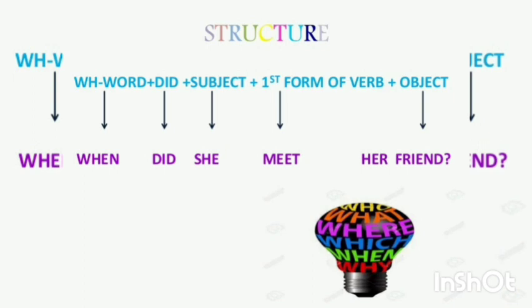Okay, now the structure of an interrogative sentence using WH words. First of all, you have to use a WH word. Then you have to use the second form of the auxiliary verb, that is did here. Then you have to use the subject, she. After that, again I am repeating that in simple past tense, while framing an interrogative sentence, you have to use the second form of the auxiliary verb and the first form of the main verb, meet, and object, her friend. When did she meet her friend?